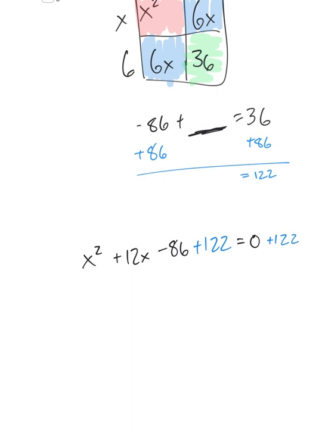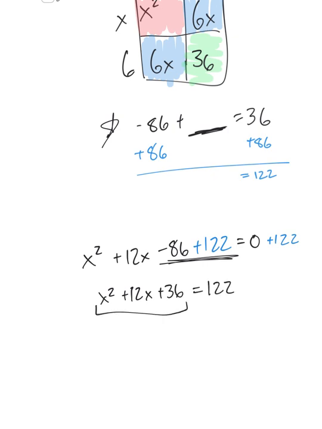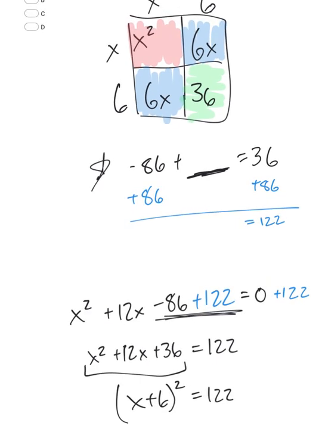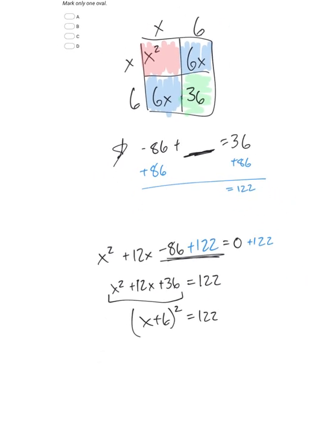So then what you end up with on this side is 36 because of what we just did here. So let's rewrite: x squared plus 12x plus 36 equals 122. I can rewrite this as x plus 6 squared equals 122, and the reason I can rewrite it like this is because of what we just did up in this box. Now I need to solve for x. So I'm going to rewrite as x plus 6 equals plus or minus the square root of 122.